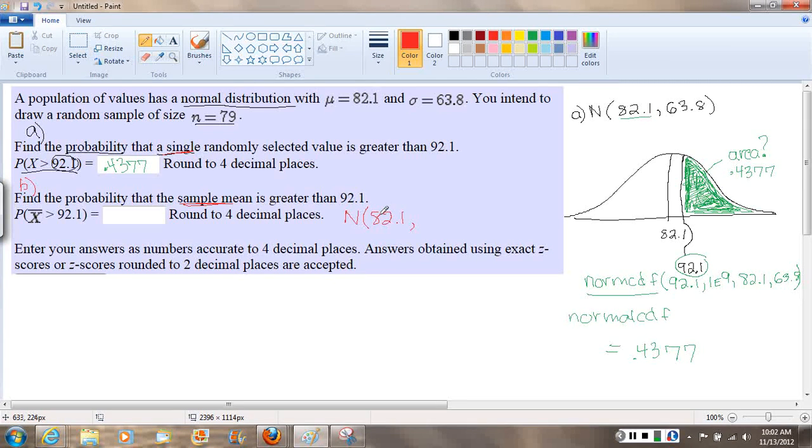What will be different is the standard deviation. So the standard deviation of the distribution of the sample mean will not be the population standard deviation. It will be the population standard deviation divided by the square root of the sample size. So it'll be here 63.8 divided by square root 79.